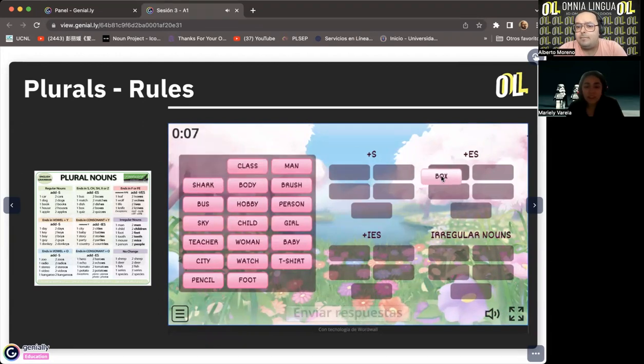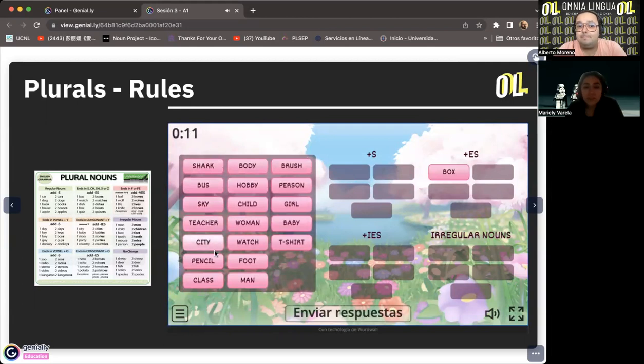Boxes. Shark, sharks. Sharks. I don't know, like in here or here, or here or here.